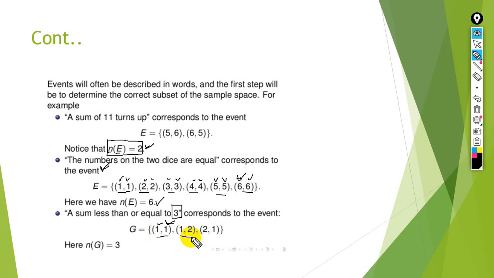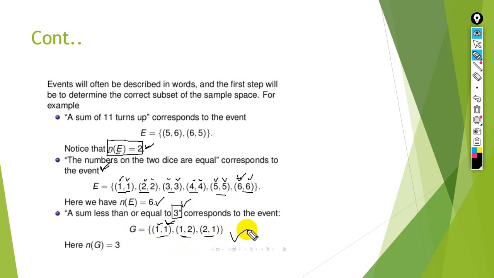For example, if we are taking 1 2 as an outcome in this event, we can say that when we take the sum of 1 and 2, it will become 3. So according to our condition, it's also correct, because our condition is that the sum of the outcomes should be less than or equal to 3. Next, 2 1. When we take 2 1, the sum of these two is also equal to 3. But if I take 2 2, the sum of 2 2 will become 4. So according to our condition, that outcome is incorrect, so we are not taking it in the event.